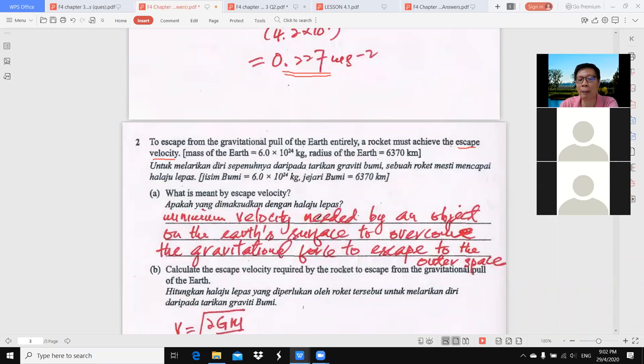The minimum velocity needed by an object. This object can refer to a rocket, aeroplane, even a human being. You want to run away from the Earth, so can. On the Earth's surface, you must overcome the gravitational force from the Earth to escape to the outer space. Understand now?